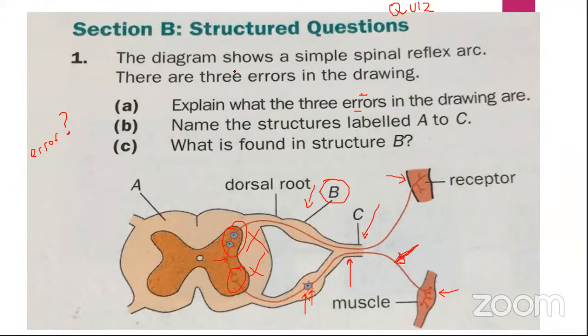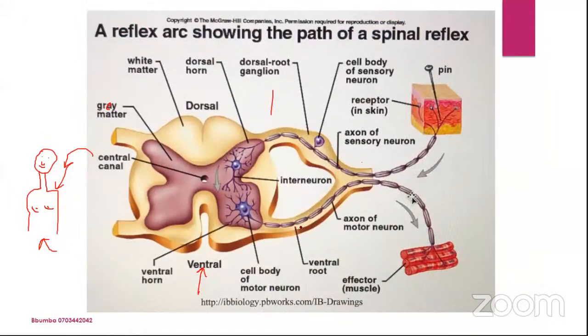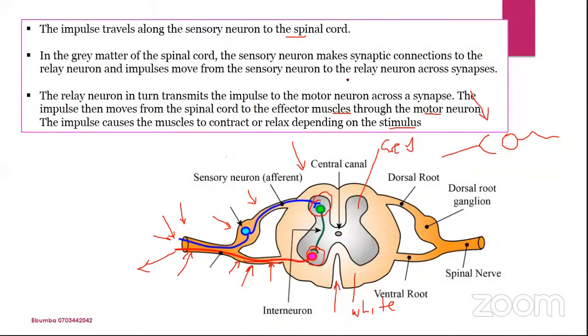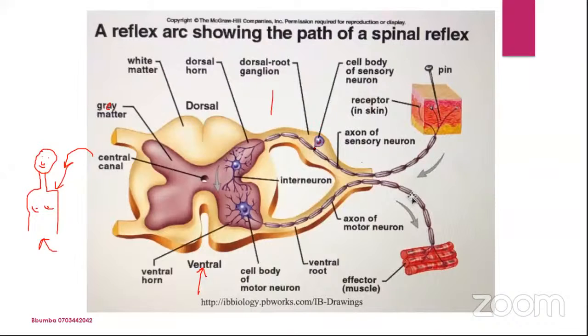Yes, I'm seeing Vero Birungi. Yes, Vero. It's the cell body of the sensory neuron. Thank you very much. Actually, here in the ganglion, you will find the cell body of the sensory neuron. And I think we had looked at that already. You can see it here, the cell body of the sensory neuron. It is the one which is going to be found here in the ganglion.